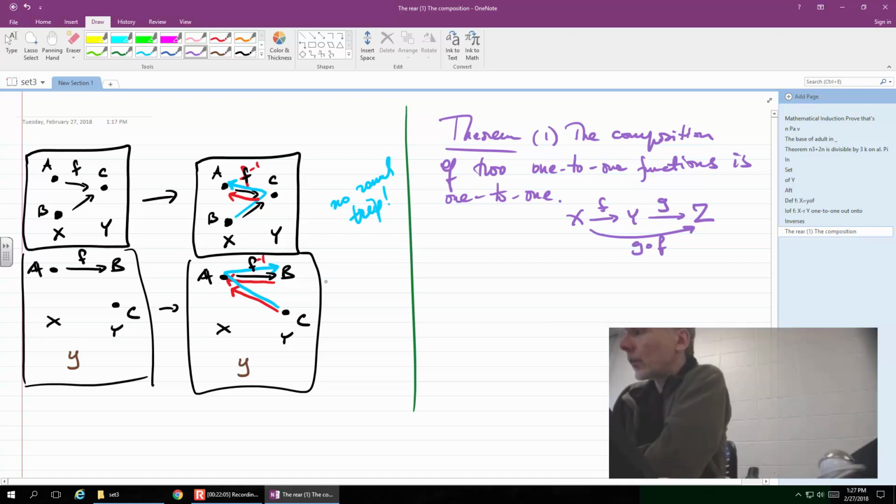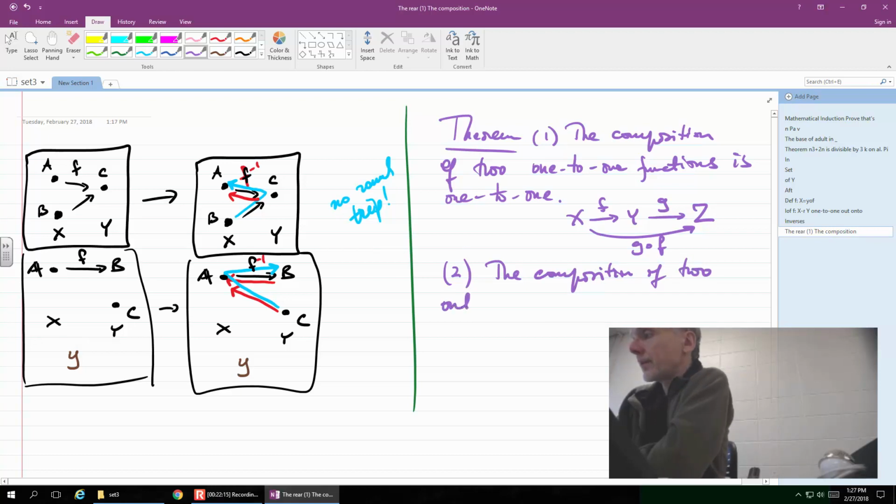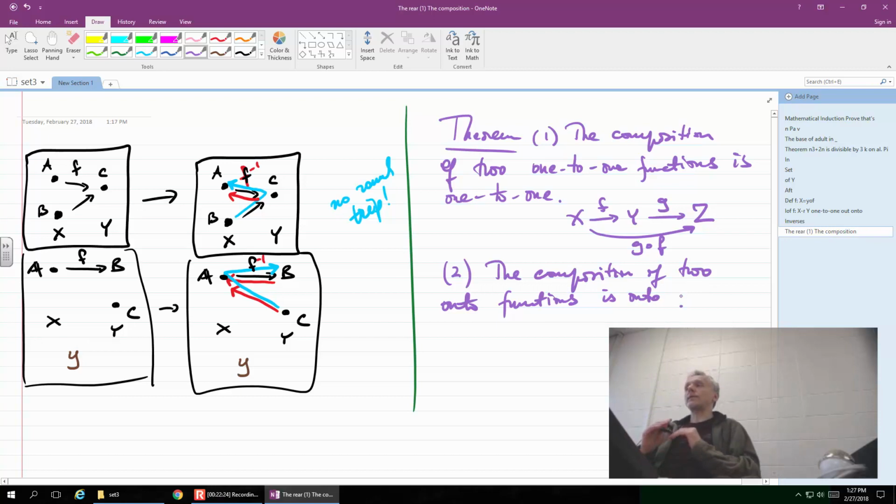Part number 2, you can guess, is about onto, and the conclusion is the same. The composition of two onto functions is onto. Once again, if f covers the whole Y and g covers the whole Z, then the composition will cover the whole Z.